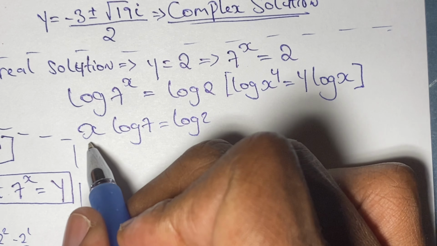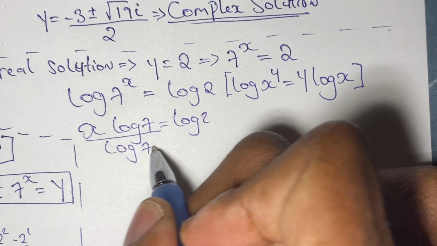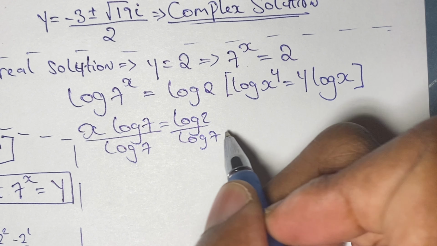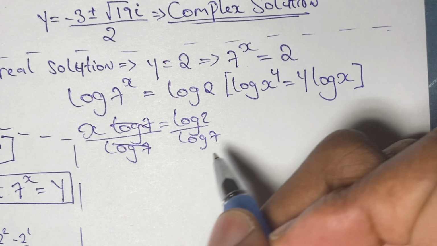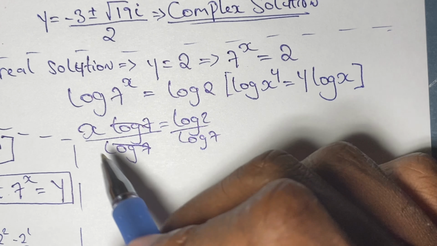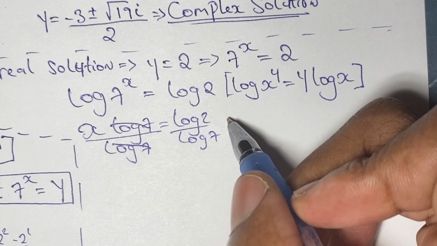And then we'll divide both sides by log 7. So we'll have log 7 being divided here, and I'll divide by log 7 on the right as well. So these will cancel out. So we would have x is equal to log 2 over log 7.